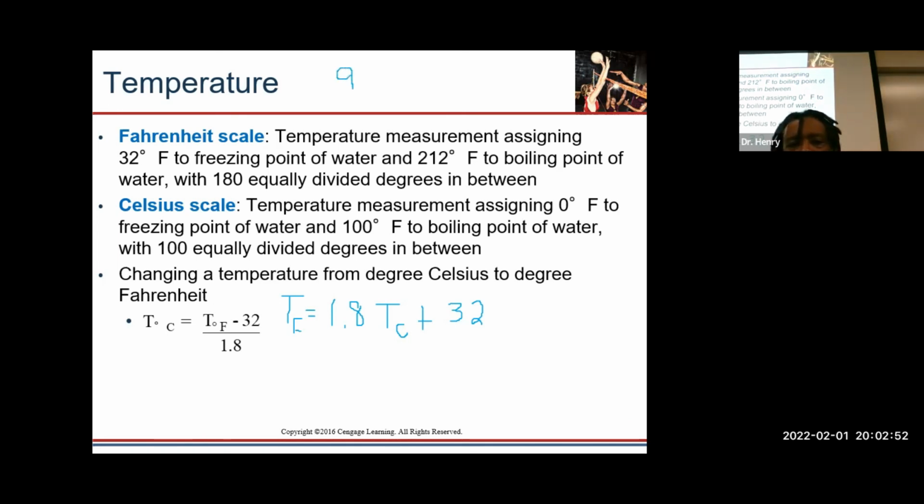Okay. If your body temperature is 98.6 degrees Fahrenheit, what is it going to be in Celsius? I heard somebody say it already. 37. How did you know that?